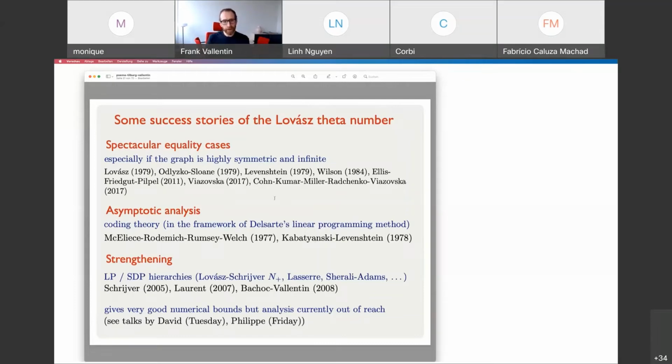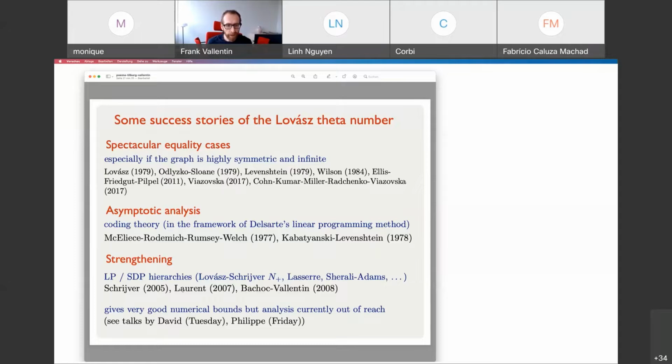Another success story is that it's possible to strengthen the Lovász theta number. If the Lovász theta number is not tight, if it doesn't give an equality case, then there are systematic hierarchies to improve it. These are the LP or SDP hierarchies. Familiar names are the Lovász-Schrijver plus operator, the Lasserre hierarchy, the Sherali-Adams hierarchy, and many more. And they have been used to improve the Lovász theta number. For example, this has been successfully done by Schrijver in 2005, when he found 3-point bounds for binary codes.